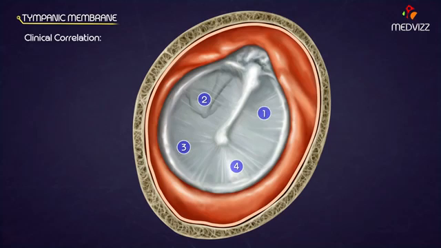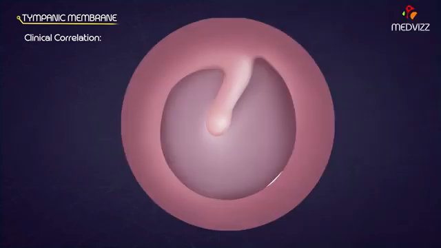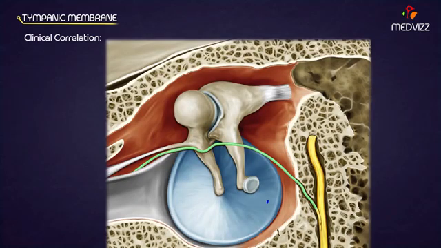Clinically, the tympanic membrane is divided into 4 quadrants by means of 2 imaginary lines passing through the umbo. One is drawn along the handle of the malleus and the other at a right angle to it through the umbo. Perforation of the tympanic membrane may occur due to an external injury or infection of the middle ear, known as otitis media. Sometimes an incision is given in the tympanic membrane, known as myringotomy, to drain the pus from the middle ear. The incision is usually given in the posterior inferior quadrant to avoid injury to the chorda tympani nerve, which crosses the inner aspect of the membrane in its upper part.